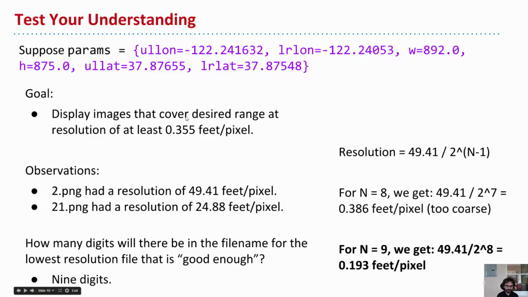Okay, so hopefully you came up with the fact that it should be a 9-digit file name. And you can work out a pattern, you can write a formula. I mean, you don't have to do this. You can just keep dividing by 2. And you can show that suppose we had n equals 8 digits. In that case, the feet per pixel would be 0.386 feet per pixel, which is just a little too coarse. So we go one more level, and we get 0.193 feet per pixel. Okay. So in theory, the images that we want to use should have 9 digits in the file name.